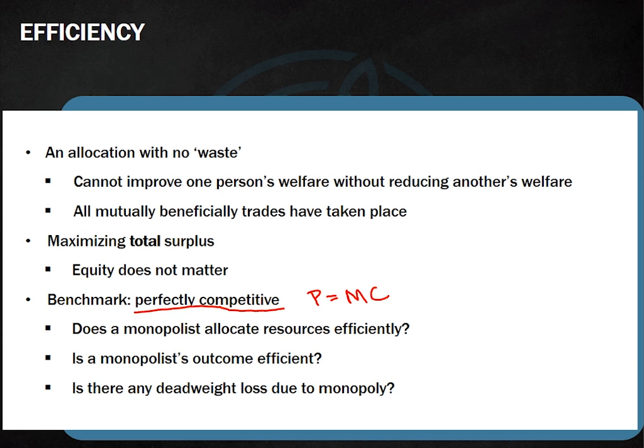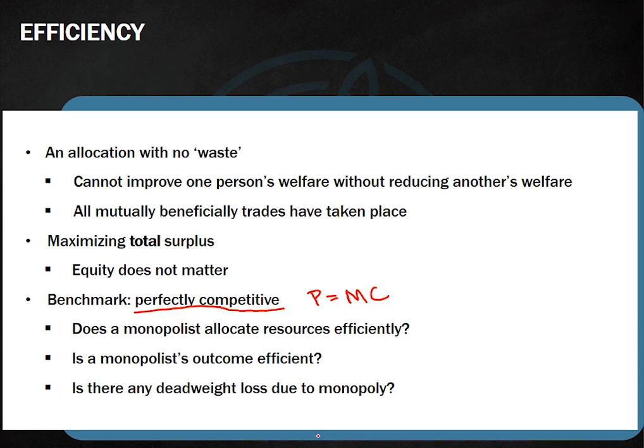However, we are considering the perfectly competitive firm as the benchmark for us, as we know a perfectly competitive industry ensures efficiency in the market. It is the best possible allocation of resources in the market. So we are comparing the monopolist outcome to the perfectly competitive outcome.